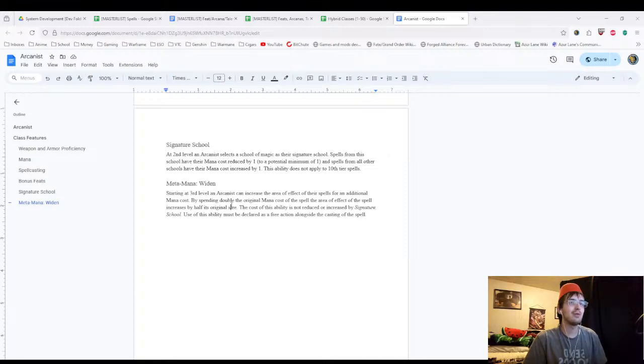That ignores Signature School, but also helps you. But then again, if Signature School affected this, I think the costs would get out of control in both directions. And so by not doing that, by putting in that original mana cost, I should put an example in here, and I will actually right now.